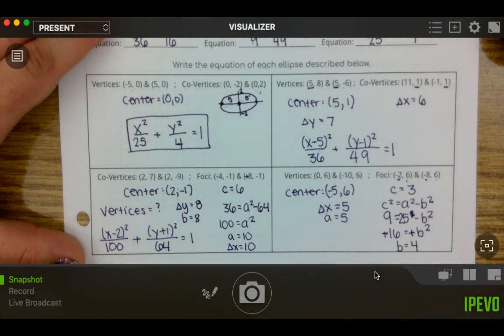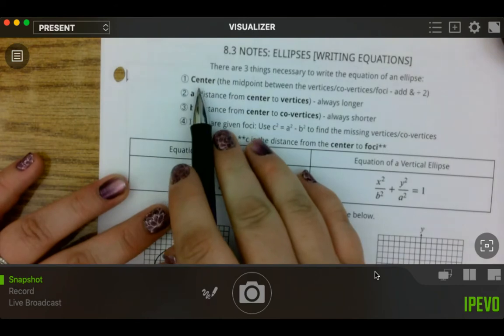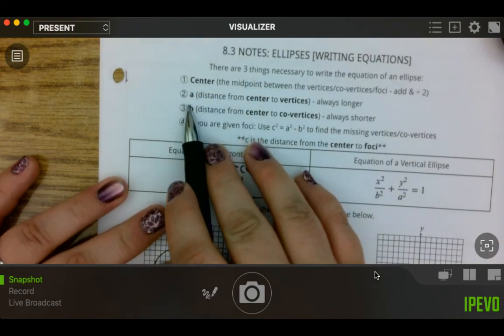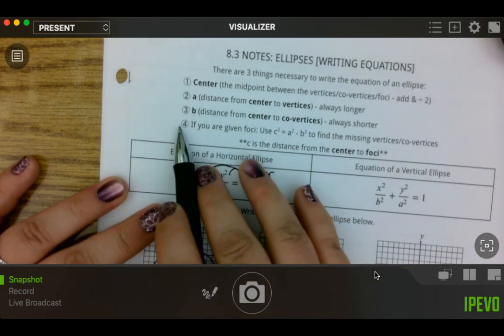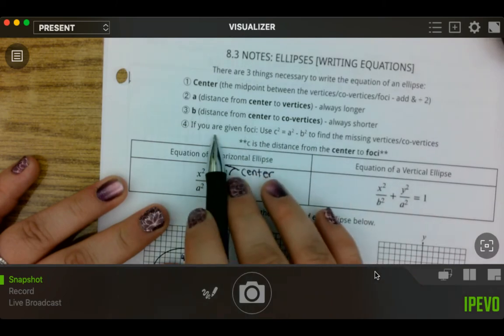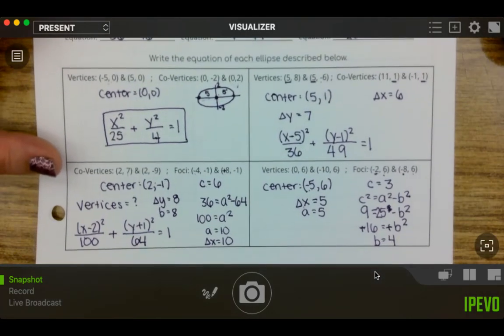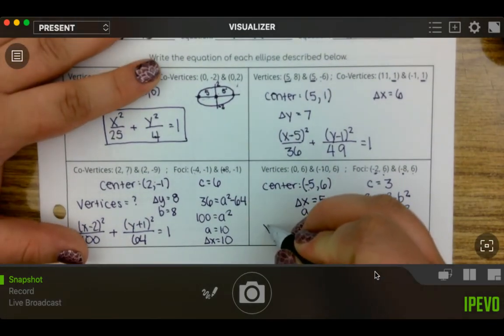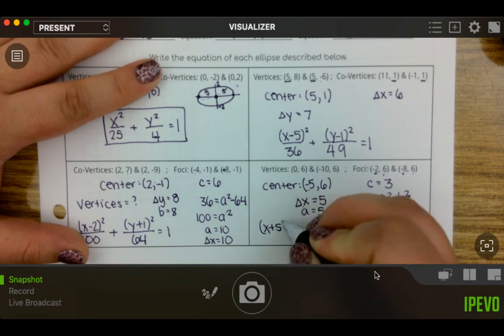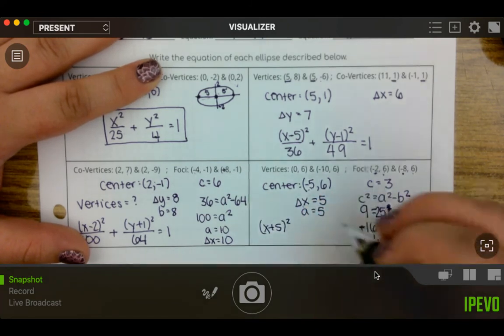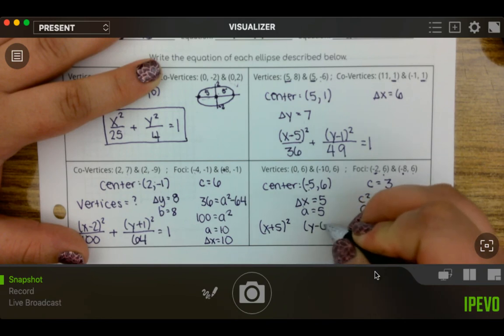So now we have our A, our B, and our center. Those are really the 3 things you need. Your center, your A, and your B. This 4th thing was just how to find A or B if you didn't have both of them to start with. So, x plus 5, because the center starts at negative 5, and y minus 6.